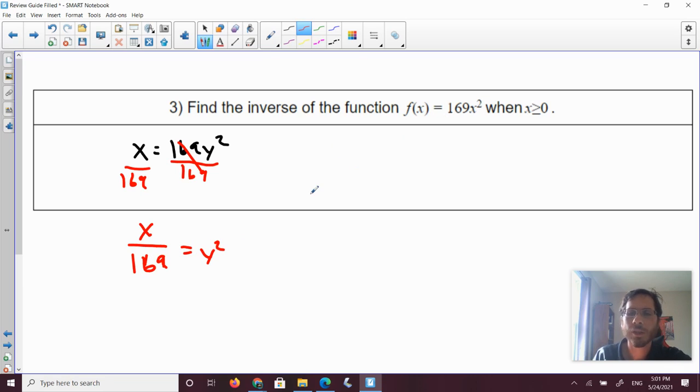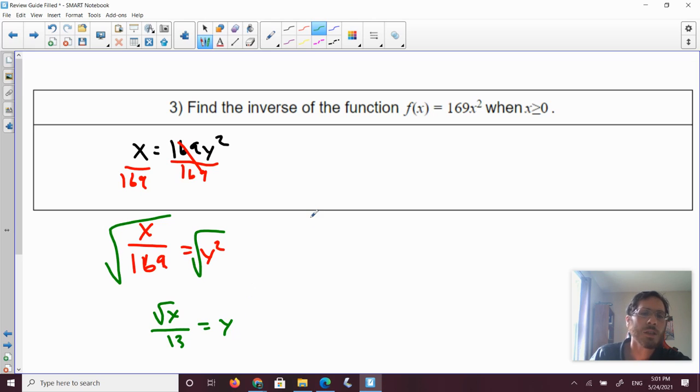Instead of squaring something, the opposite of squaring something is taking the square root. So, okay, that makes sense too. So we can square root both sides as well. I can simplify this because the square root of 169 is 13. And that's going to be my inverse function, square root of x over 13.